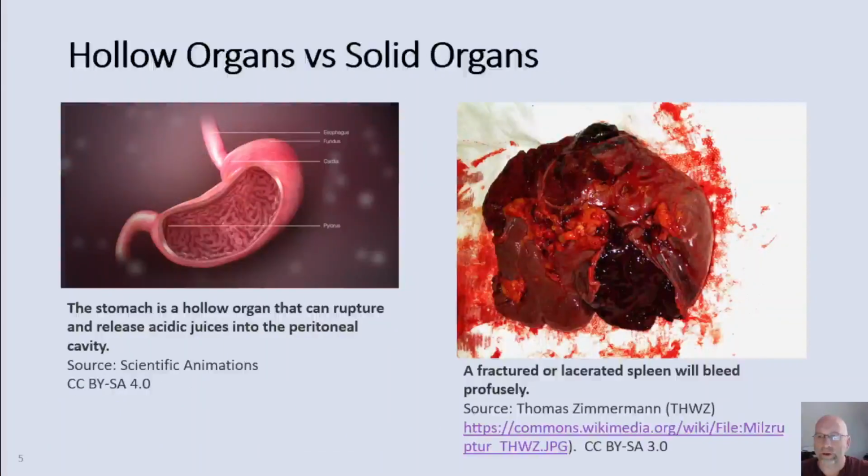Trauma affects hollow organs differently than solid organs. Hollow organs, including the stomach, intestines, gallbladder, and urinary bladder, have contents that can result in peritonitis when leaked into the abdominal cavity. You recall from medical emergencies that peritonitis is one of the primary causes of acute abdomen. Solid organs are very vascular and can lead to life-threatening internal bleeding when injured. The liver, spleen, and kidneys are all very vascular solid organs that can bleed profusely if lacerated or fractured.